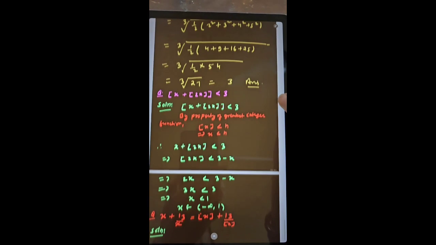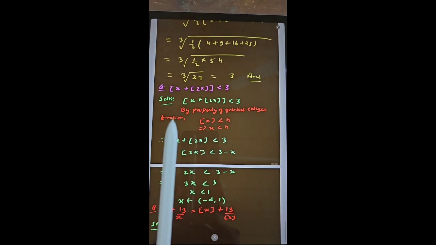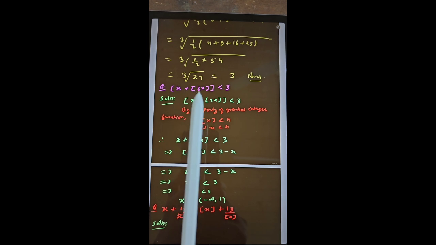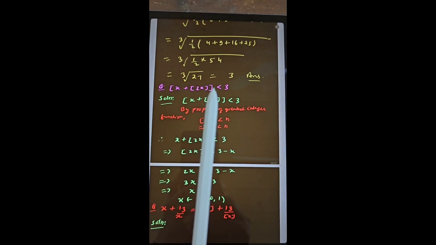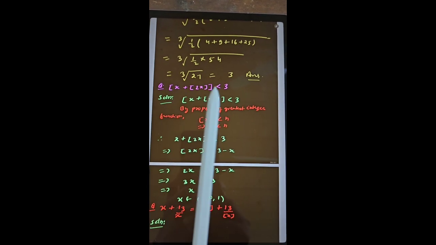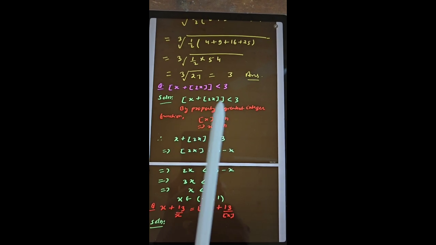Now come to the next question. This is also a very good question. The question is like this: the greatest integer function of x plus the greatest integer function of 2x, with the whole thing enclosed in the greatest integer function, is less than 3. So this is your inequality.